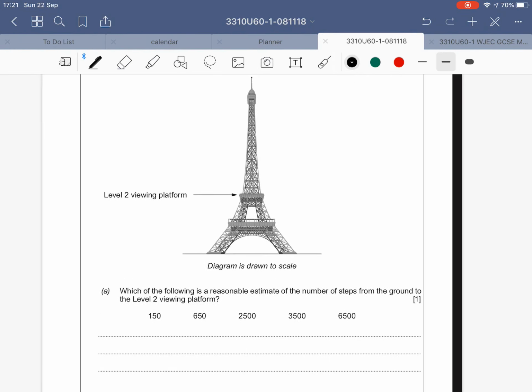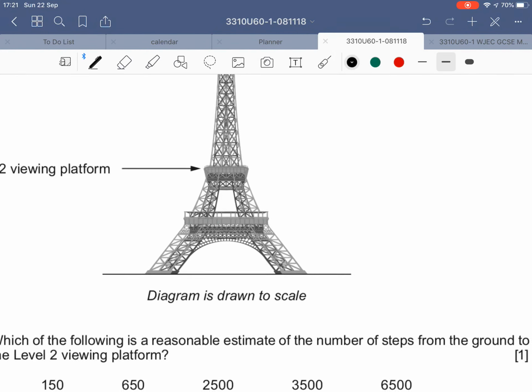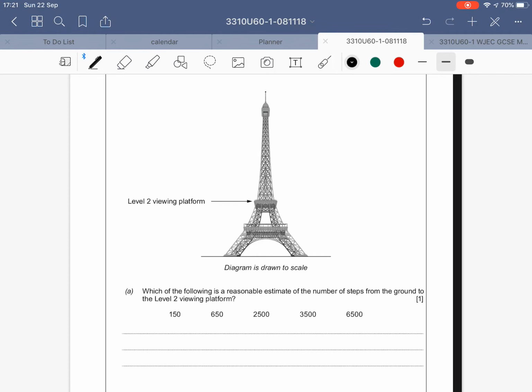I obviously can't show you on here because I don't have a ruler. It's on my iPad, it's not on a piece of paper. If I zoom in, zoom out, it's obviously going to be different measurements. So the answer is 650.